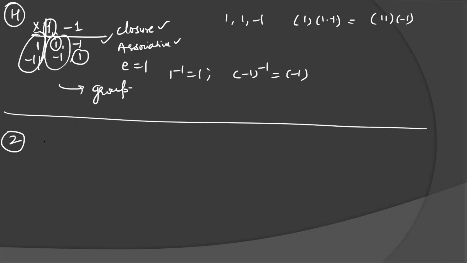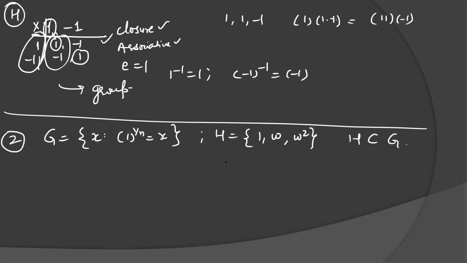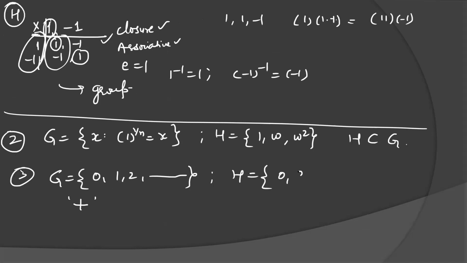We have some other examples also. If we take a collection of all elements, 1 to the power 1 by n equal to x, means we take the nth root of unity, and H is a cube root of unity, then again H is a proper subgroup of G. Third, if we take a set of integers 1, 2, 3 and so on under ordinary addition, and we take another subgroup 0, 2, 4, 6, the set of even integers under the same operation addition, it will be a subgroup. You can verify.